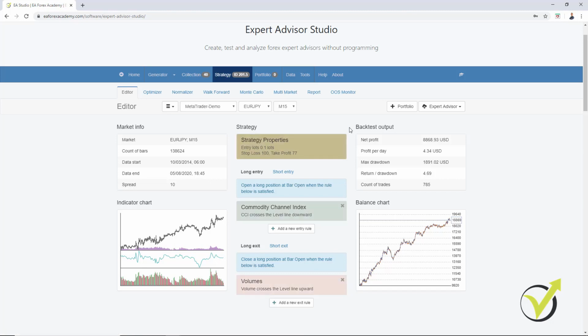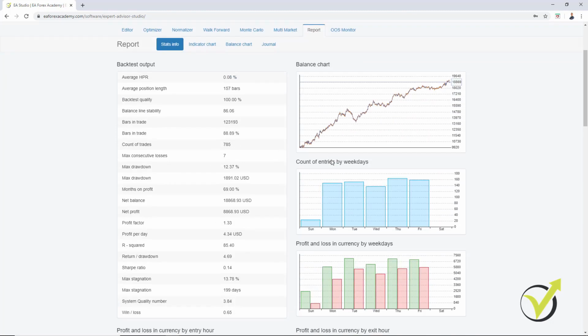If I go to report, you will see what statistics we have. The balance chart is really great. There is a drawdown which is at 12.37%, but that is an acceptable drawdown for me because the rest of the backtest is really nice. And as well, this CCI indicator strategy is balanced.